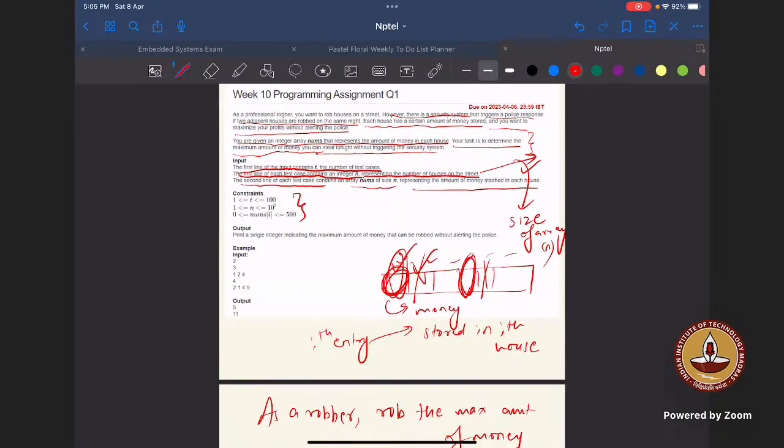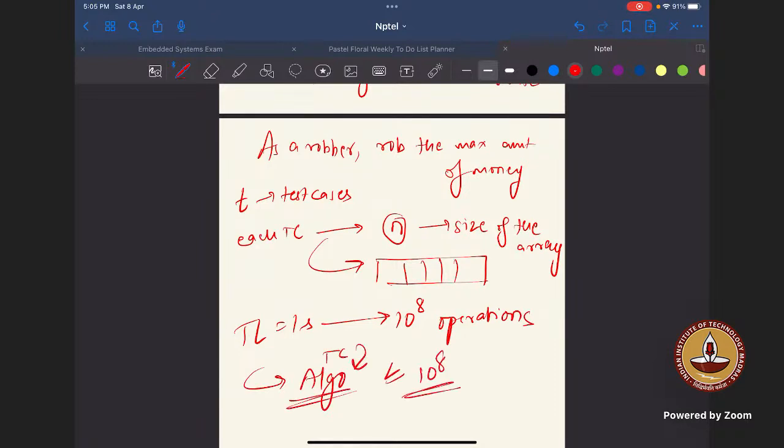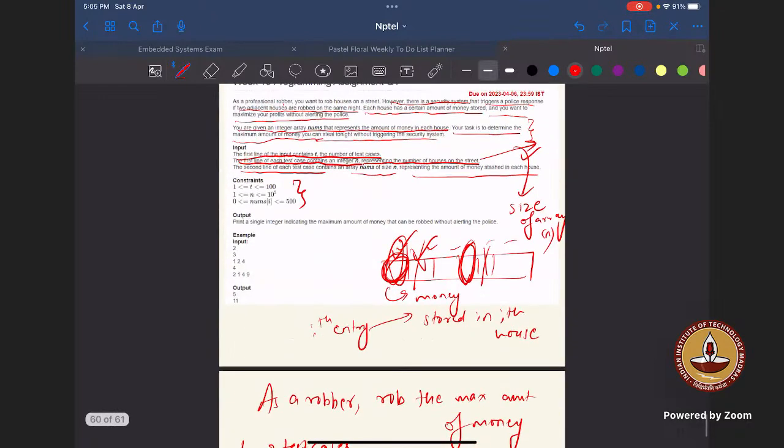Now talking about the constraints, which I've always told becomes a very important factor when you are trying to solve a competitive programming question, because you always want to design your algorithm in such a way that it does not exceed the time limit. So let us assume that here the time limit is 1 second. That means we can do 10 power 8 operations. So that certainly means that the time complexity of our algorithm should be less than or equal to 10 power 8. Okay. So let's consider the constraints here.